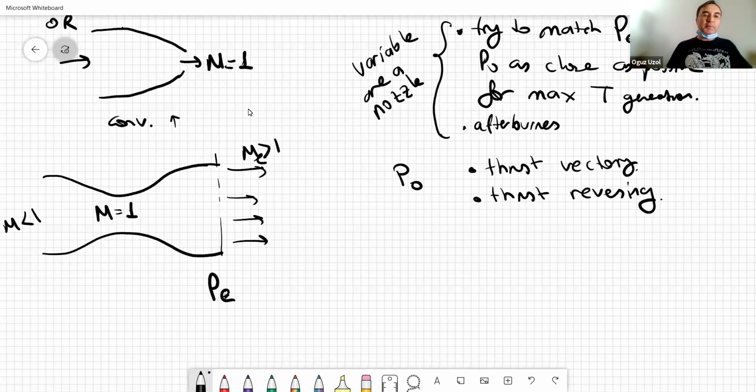Okay, normally what do we want? We want PE equal to P0, yes? If PE is less than P0, it means it's expanded more than we needed. PE dropped so low, it's lower than P0, it expanded much more than we needed. Overexpanded. That's why we call it overexpanded. It didn't need to be expanded this much, only down to P0.